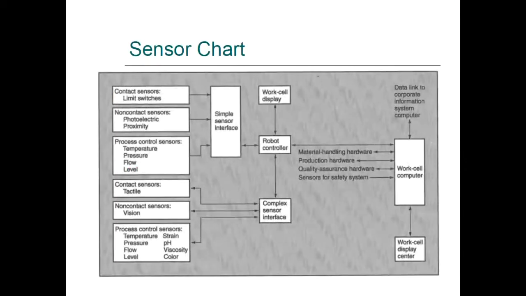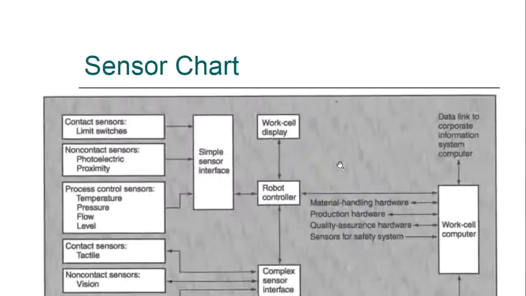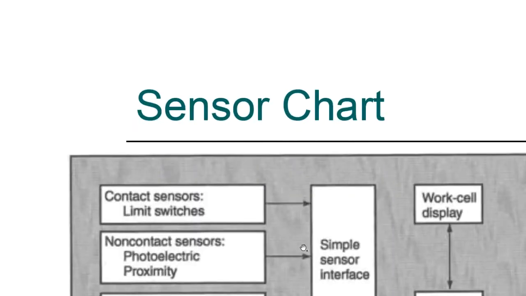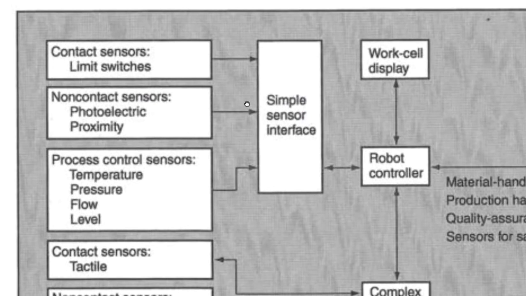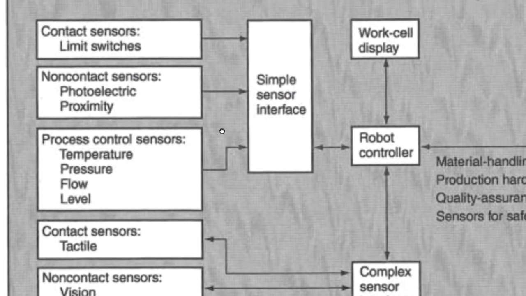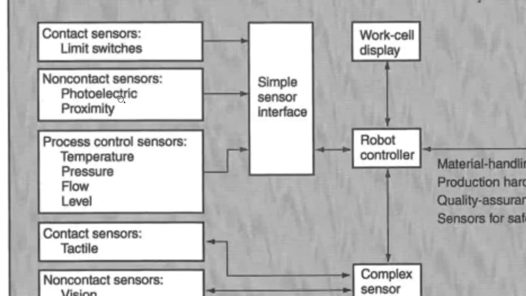This is just a little sensor chart here, showing you the various different types of sensors. Let me try and zoom in on this a little bit. So we have contact sensors, which are basically limit switches, and we'll look at a few of those. Non-contact sensors fall into 2 categories, either photoelectric or proximity.